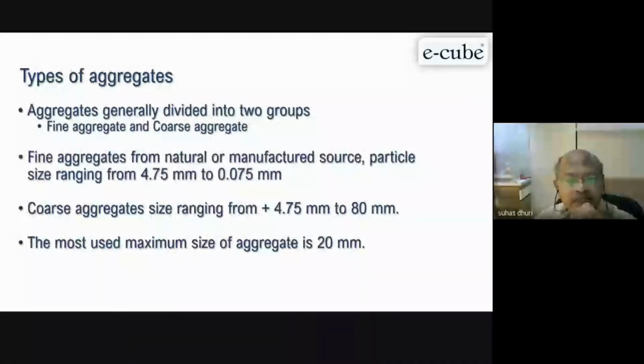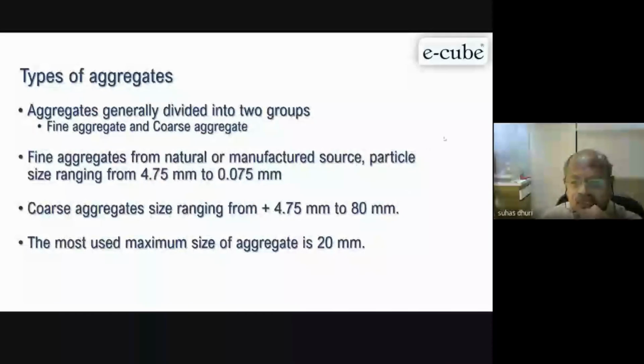Now for practical purposes, aggregates are divided into two groups. One is fine aggregate and one is coarse aggregate. Fine aggregate, earlier we were calling it natural sand or river sand, which comes from river beds. But now that is banned because of the environmental issues. Crushed stone is also a natural source because natural rock is crushed to sizes from 75 micron to around 4.75 mm. That is called sand. And material retained on 4.75 mm up to 80 mm is called coarse aggregate.